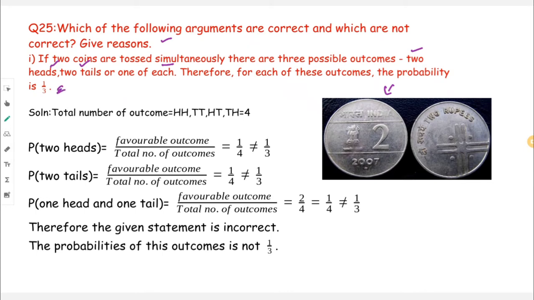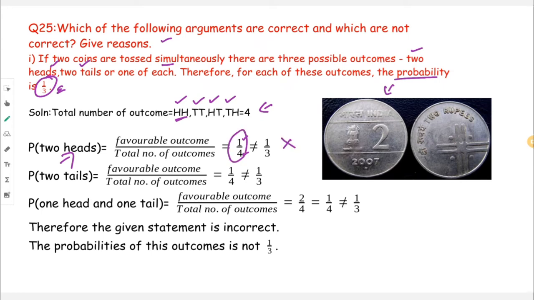So when I throw the two coins, what are the favorable outcomes? I may get head, head, I may get tail, tail, or I may get one head and one tail, or one tail and one head. So that means my total number of outcomes is 4. So the probability of getting two heads is favorable outcomes divided by total number of outcomes. How many favorable outcomes do I have for two heads? Just 1. So 1 by 4. But what did the question say? The probability is 1 by 3, which is wrong, because my probability of getting two heads is 1 by 4 and not 1 by 3.